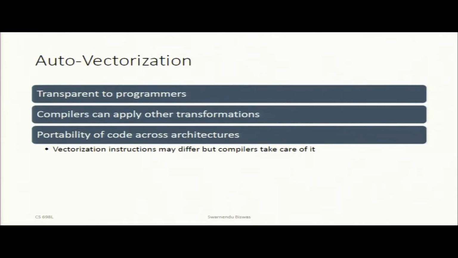So auto-vectorization, the good things are that it is transparent to the programmer. The compiler does it for you. Compilers can also apply other transformations, other optimizations. And it is also portable code across architectures, because you have the compiler as an intermediate, right?